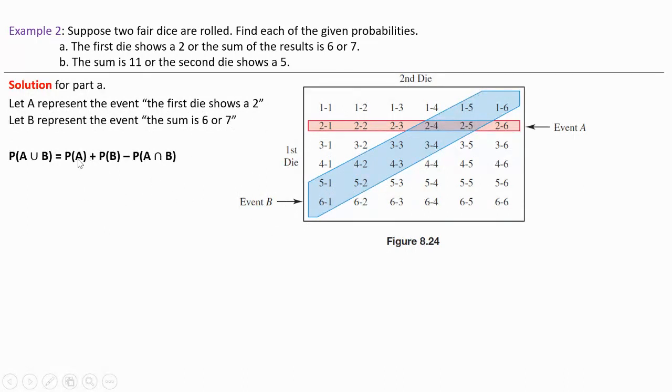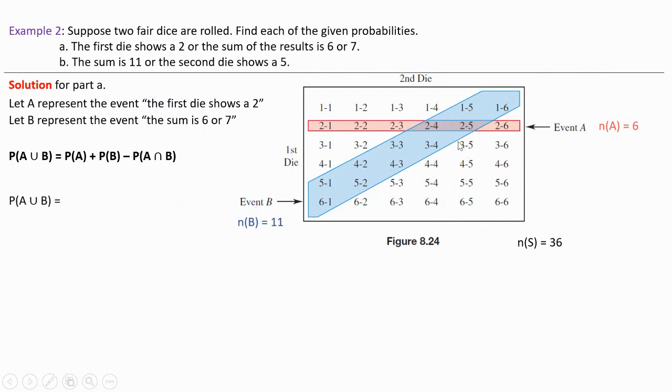So then, how many, right? For A, how many have the first die as 2? It's going to be 6. Right, then my sample space is 36. This will be 6. This will be 1, 2, 3, 4, 5, 6, 7, 8, 9, 10, 11.